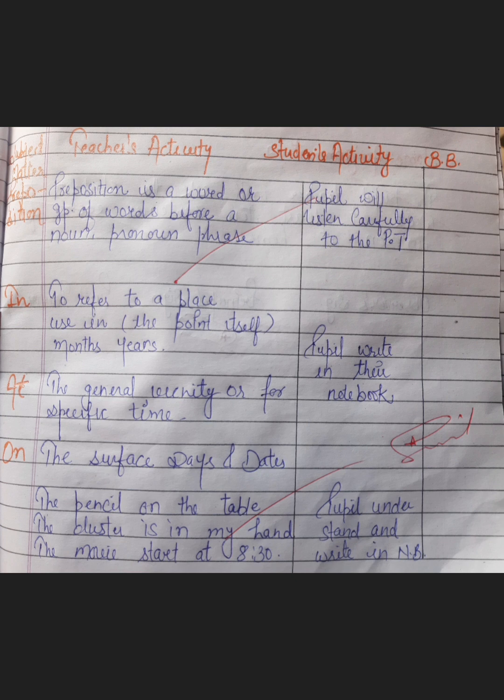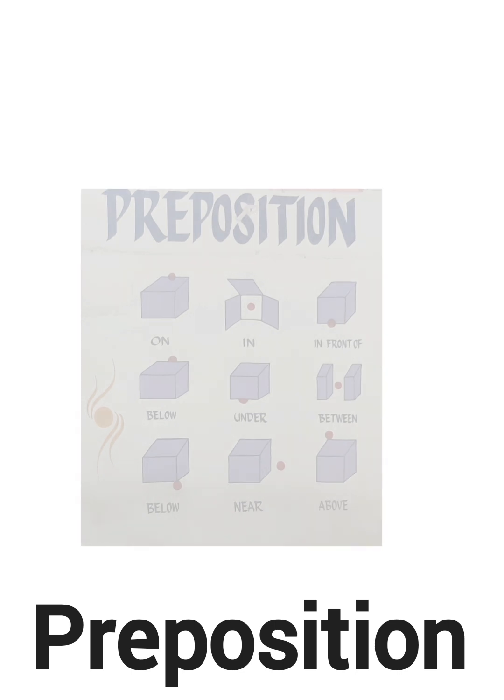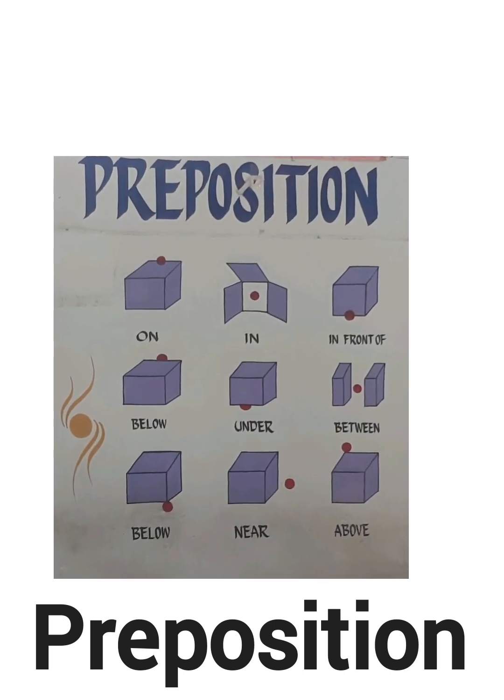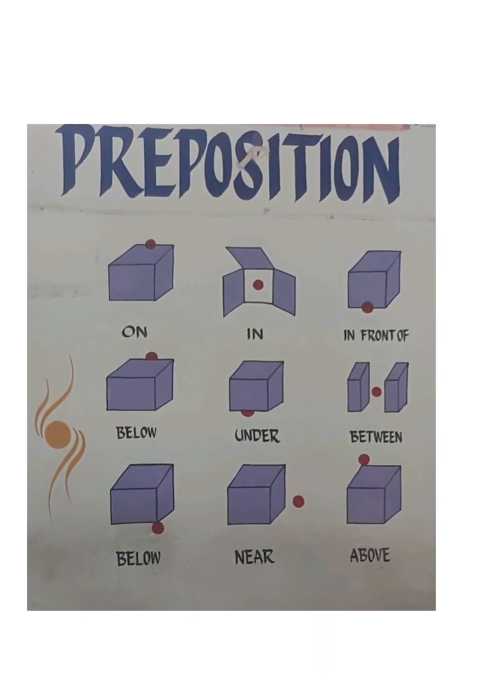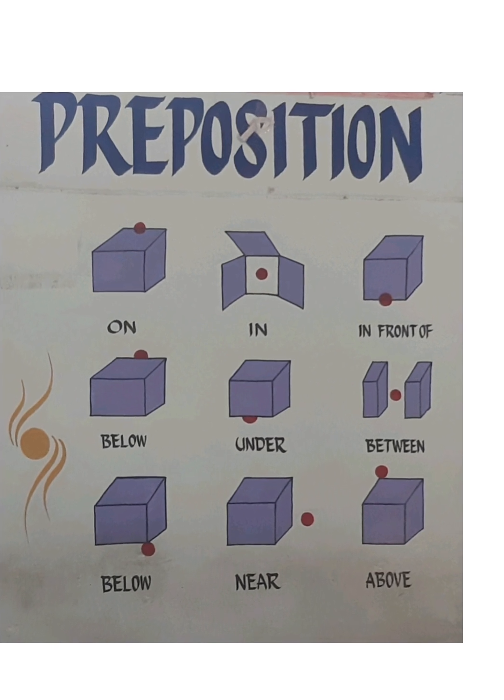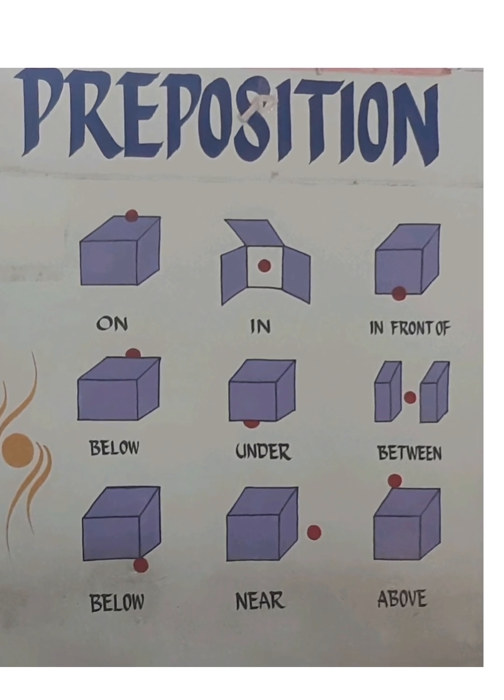Some examples: the pencil is on the table. The duster is in my hand. The movie starts at 8:30. Some prepositions are on, in front of, below, under, between, near, and above.